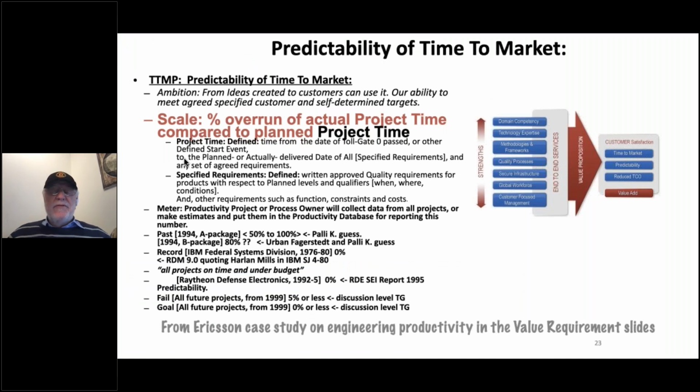Here's another example from a case study from Ericsson of Sweden for doubling their engineering capability. There's the scale of measure. Meter is a device or a process for how we propose to measure things along that scale of measure. And the pass level is a benchmark, the record is a benchmark, the fail level is a constraint, like the tolerable level, and the goal is a target, like the wish level. But this is from a real case study.